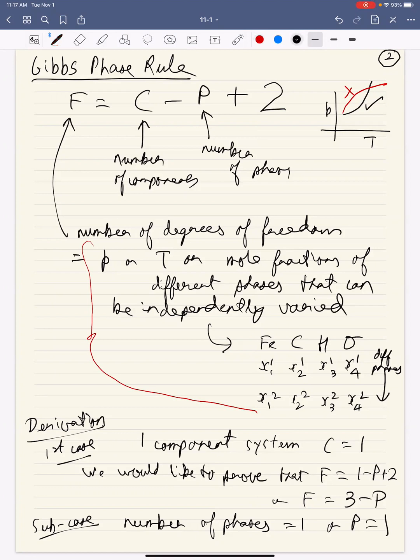So F is equal to 2, only pressure and temperature. And 2 is indeed equal to 3 minus 1, or 3 minus P. Okay, so one component system, one phase, there are 2 degrees of freedom. Okay, is that clear? This has to be clear. Everything else builds up on this type of argument. I'll give a moment.